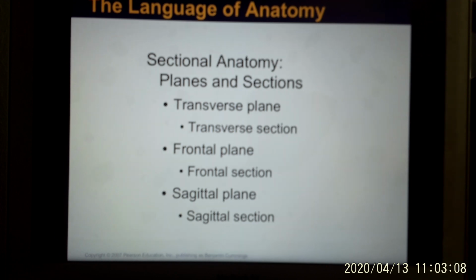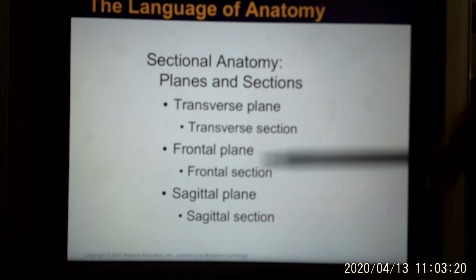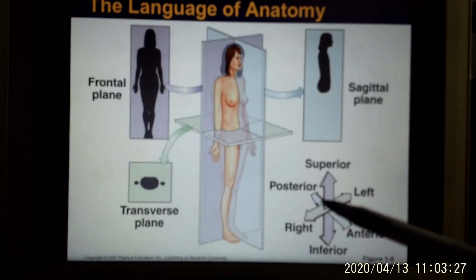When we have an organ, we cut the organ. We don't randomly cut it. We always cut it along 3 perpendicular planes: the transverse, frontal, and sagittal planes. All these 3 are 90 degrees perpendicular to each other. So these are the 3 planes.